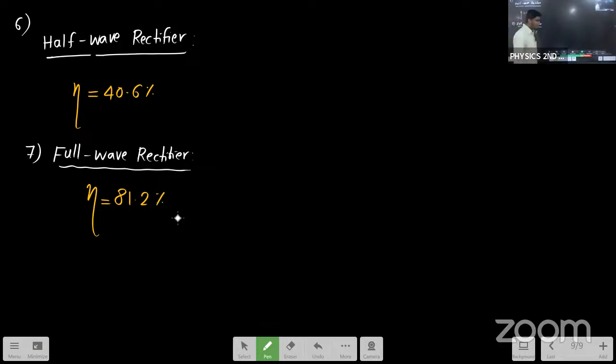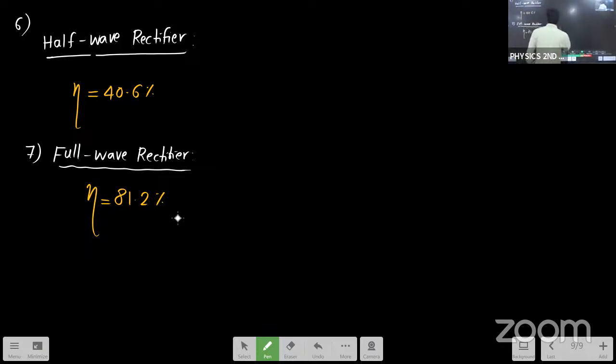I've clearly explained how half wave and full wave rectifiers work. So what is the efficiency of the half wave rectifier? It is 40.6%. And what is the efficiency of the full wave rectifier? It is 81.2%. So I hope you understood. You will remember this.